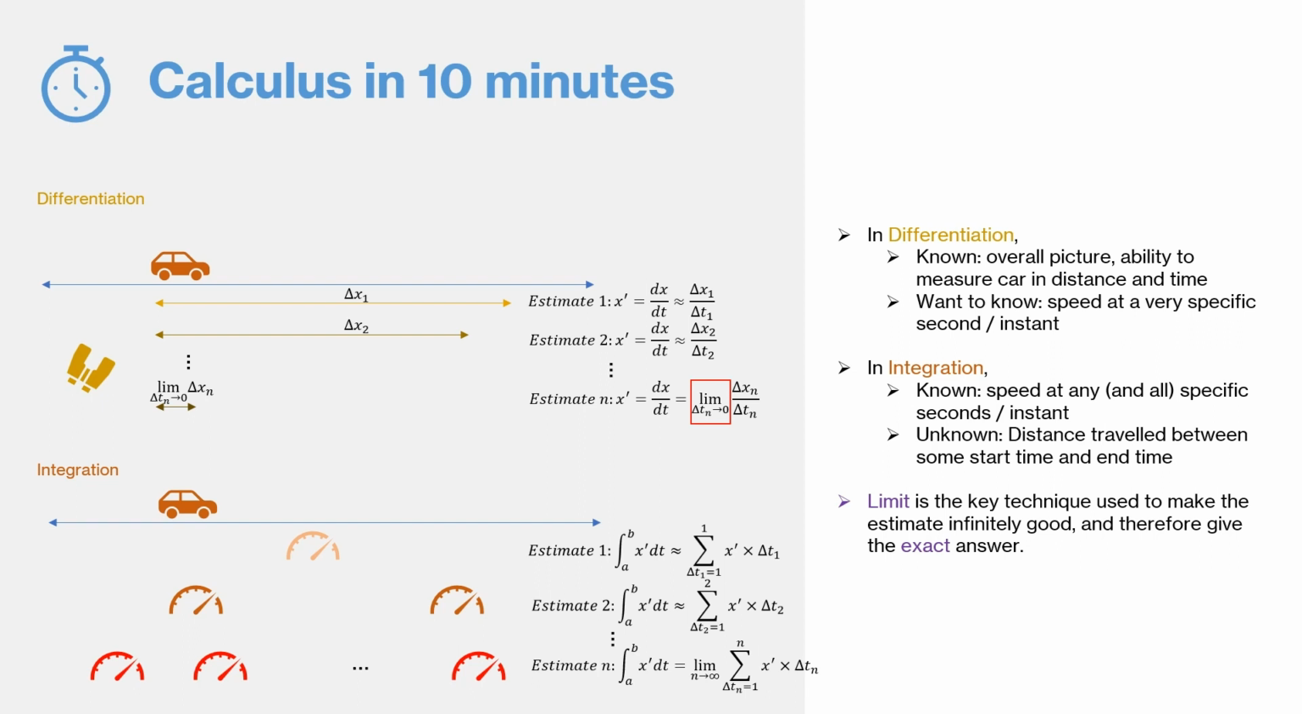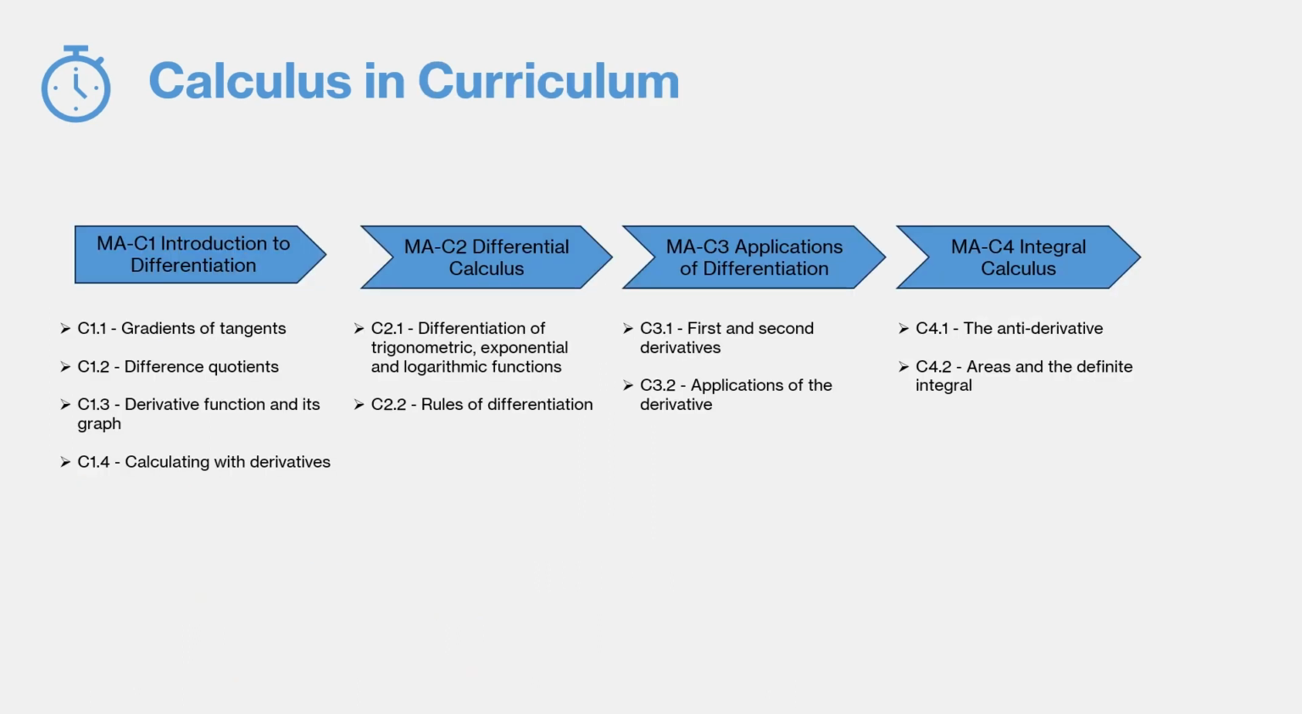Now that you understand the high-level concept of calculus, it's important to look at the specific dot points and structure laid out by the New South Wales Education Standards Authority. As of 2024, there are 4 subtopics. The first subtopic is Introduction to Differentiation, which is covered in Year 11 with 4 dot points: gradients of tangents, difference quotients, derivative function and its graph, and calculating with derivatives.